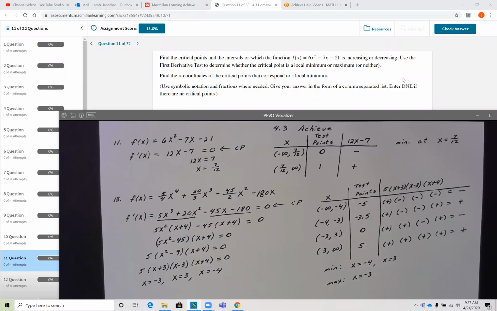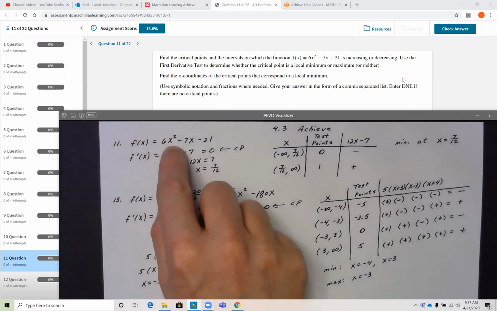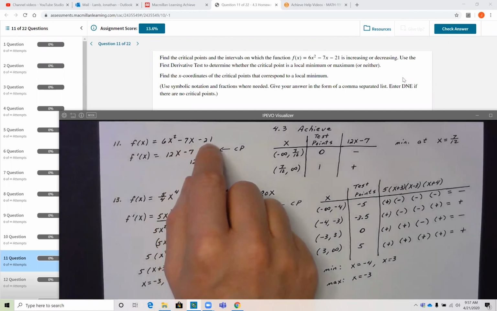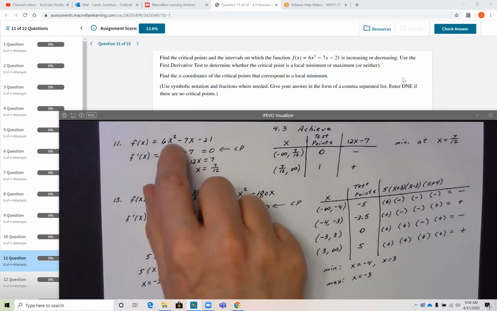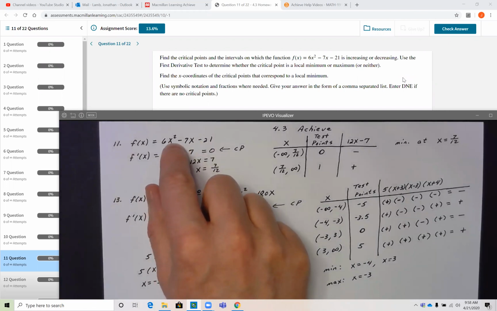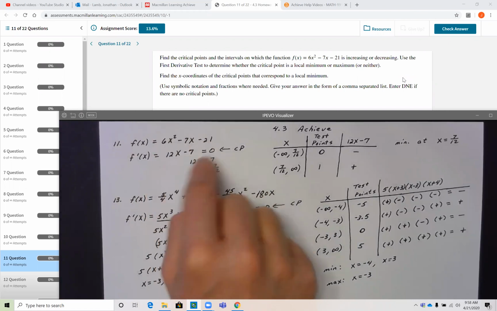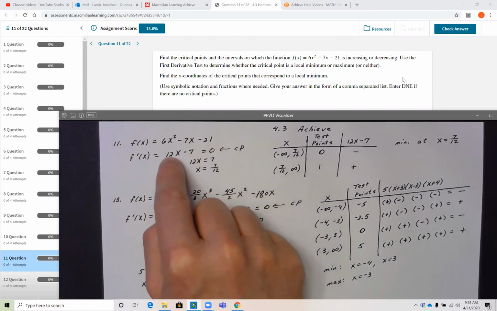Hi all, let's take a look at a couple of problems here in section 4.3. The first one's pretty quick and straightforward. We're asked to find the critical points of the polynomial function 6x squared minus 7x minus 21. Automatically, since it's a positive parabola, any critical point that you do find will be the minimum vertex, since this is going to be a U-shaped function.